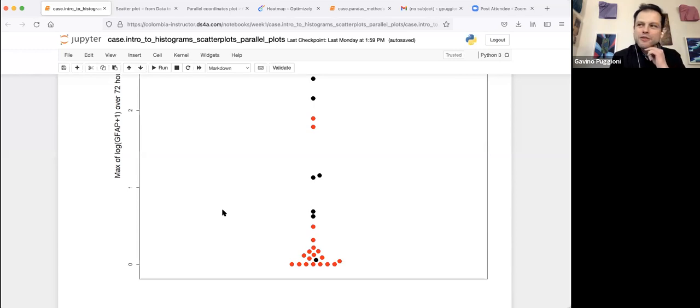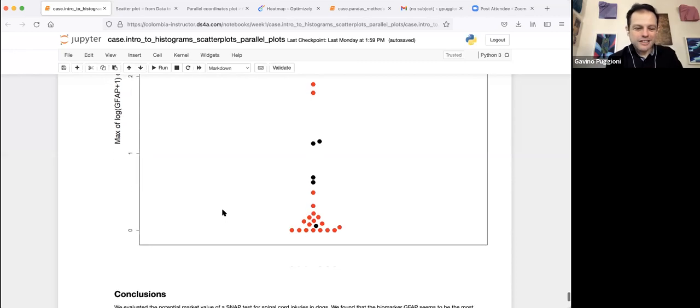And what about if I wanted to look at the relationship between biomarkers and age? The two-dimensional scatter plot, right? Excellent. I think you are all getting it.